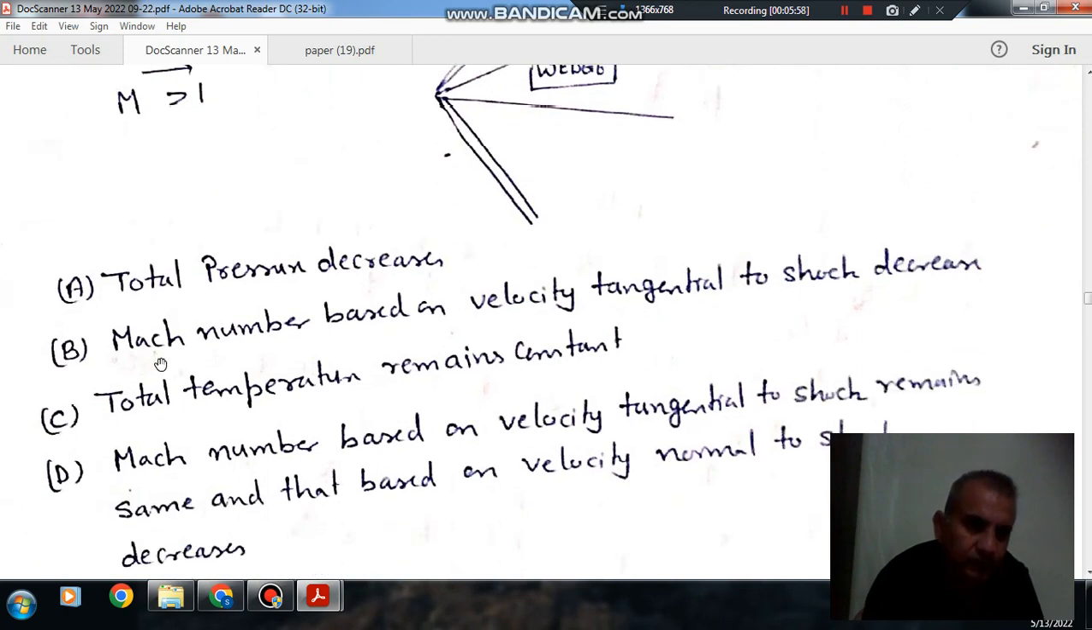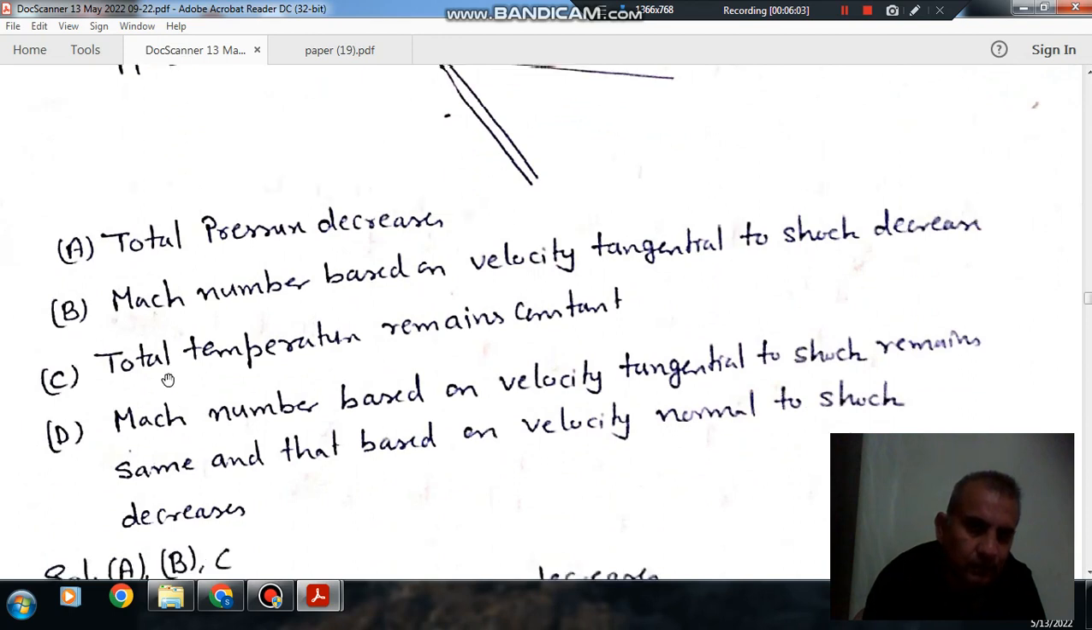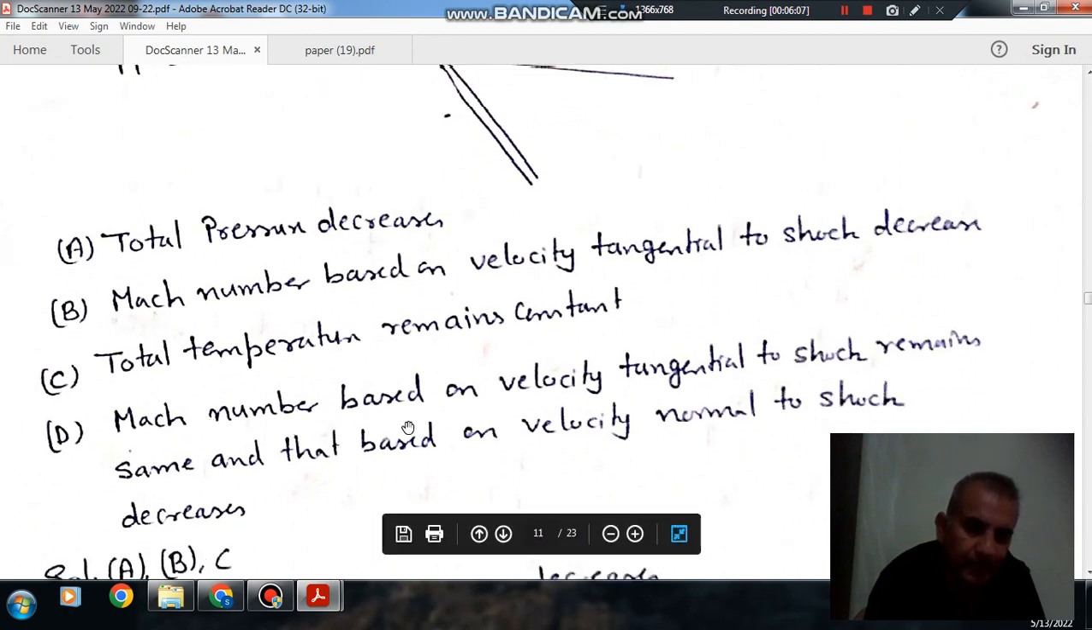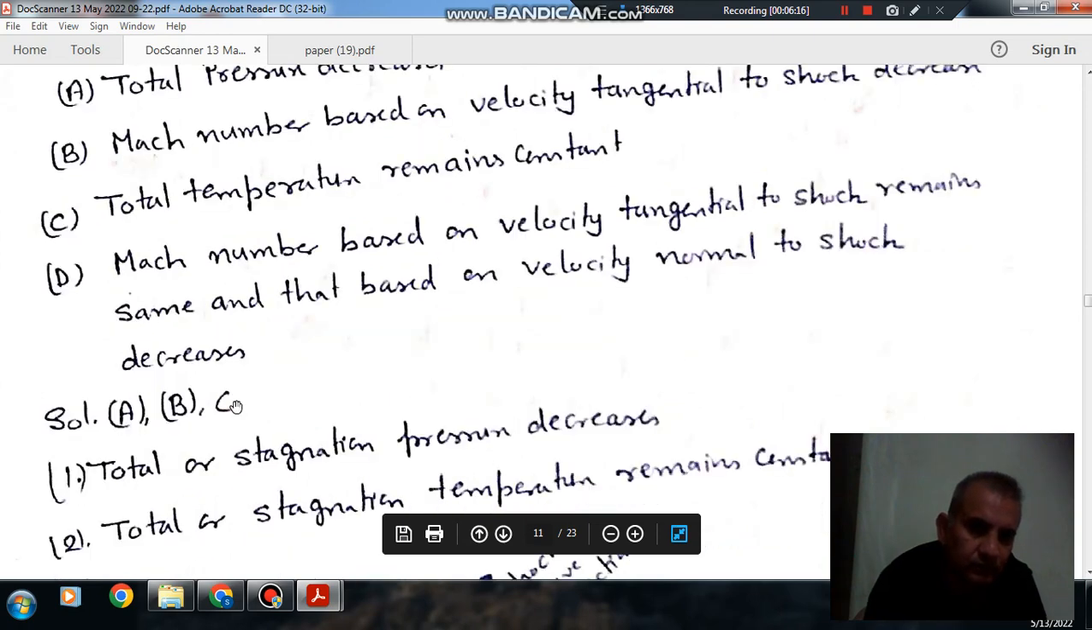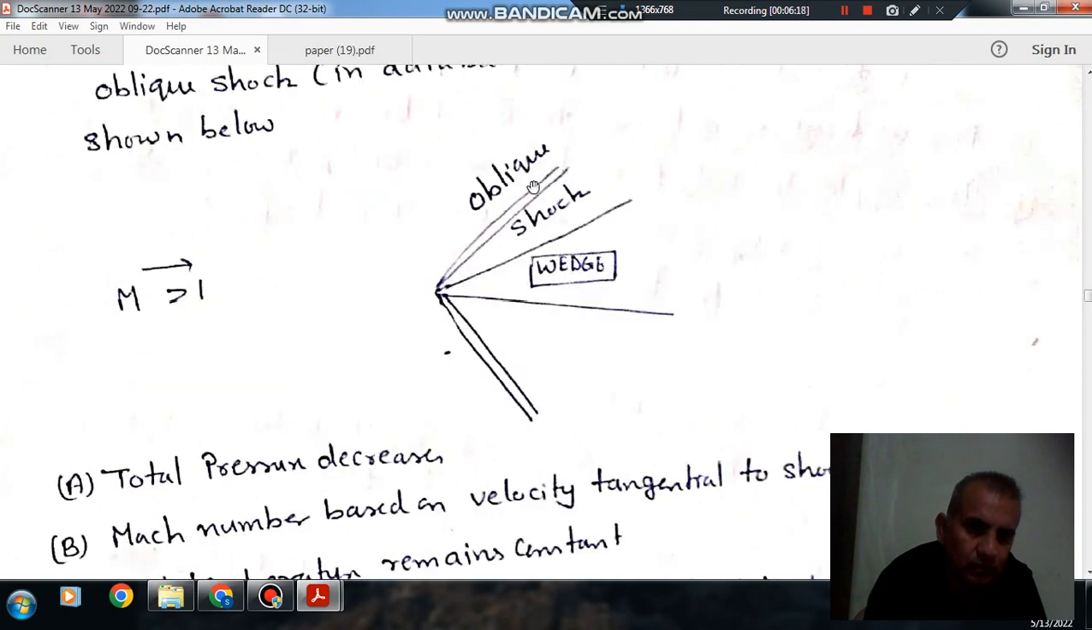Option A, total pressure decreases. Option B, Mach number based on velocity tangential to shock decreases. Option C, total temperature remains constant. Option D, Mach number based on velocity tangential to shock remains the same, and that based on velocity normal to shock decreases.